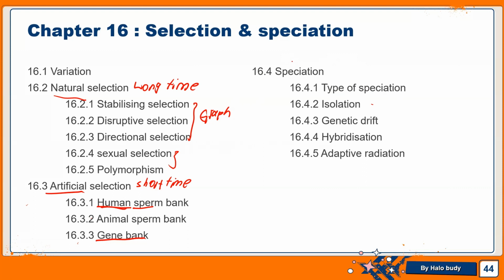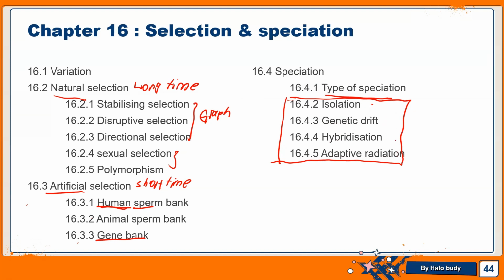Actually, making one totally new species is very difficult. It is not easy, but actually it can be done. But there are ways you have to know. So the types of speciation, and then the second one is isolation. These four topics are the classification of speciation. How can species come about? There are isolation, genetic drift, hybridization, and adaptive variation. You have to know all.